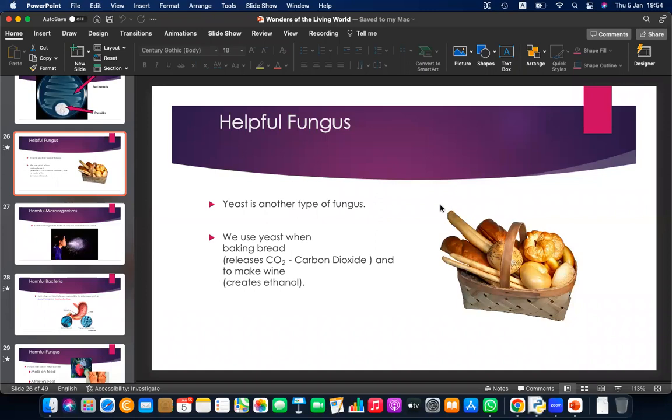Right. This is another fungus, yeast. This is another fungus that we use in our day-to-day life, right? Sometimes you may have this in your home also.